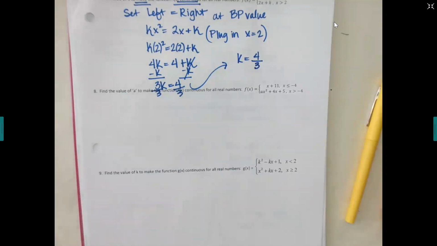So this time we're finding the value of a to make it continuous. So you're going to do your left and your right sides equal to each other, and then plug in your breakpoint for this. What number is our breakpoint this time? -4. Very good.